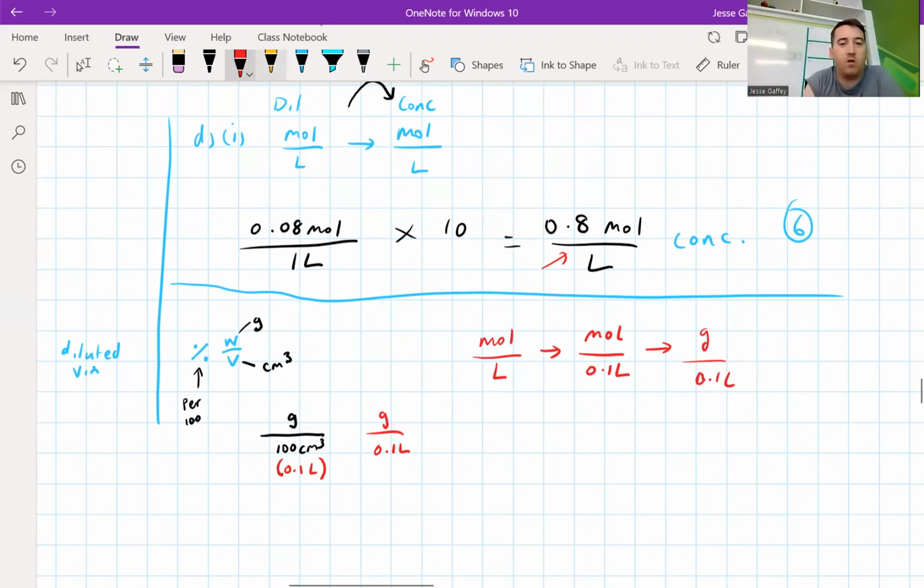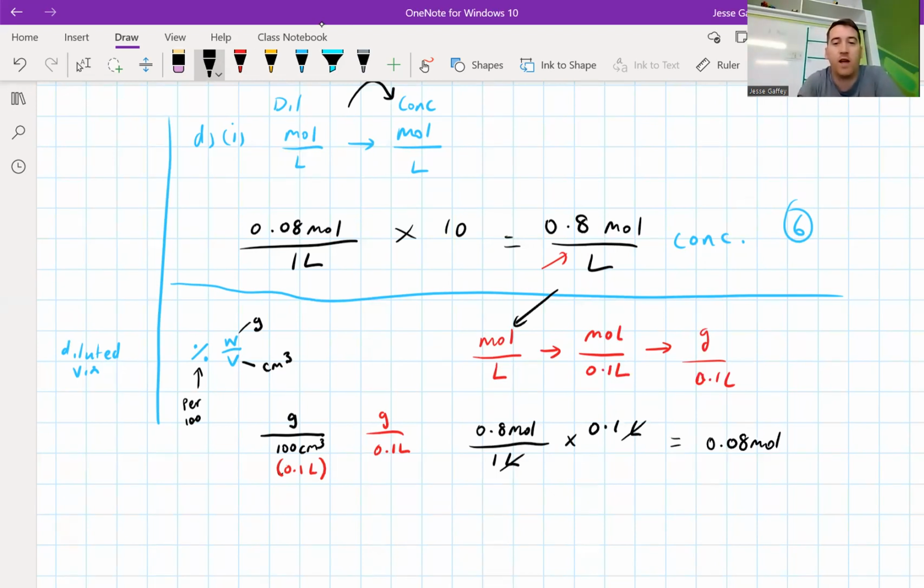All right, so the first thing I would do here is start by writing down what I already know. I know from this question, it's 0.8 moles in every 1 liter. So what I want to know is how many would that be if I had 0.1 liters? Cancel out my liters, I get 0.8 times 0.1. That tells me I have 0.08 moles, so 0.08 moles for 0.1 liters.